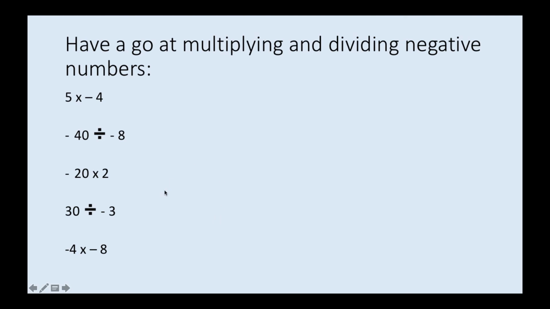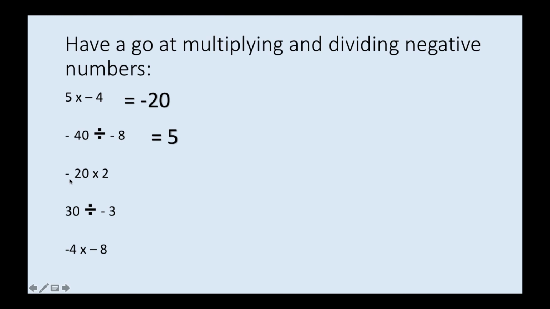Okay, so if you've paused the video and had a go, let's have a look. So we have 5 times minus 4. That's a positive times a negative. The signs are different. So if the signs are different, we'll have a negative answer. And 5 times 4 is 20. So our answer must be minus 20. So here we can see our signs are the same. So I know I'm going to get a positive answer. And 40 divided by 8 is 5.